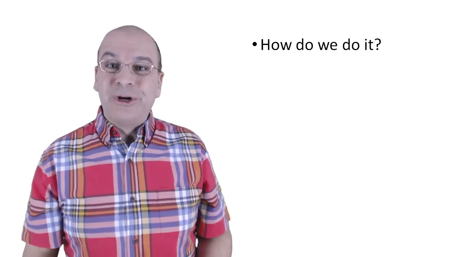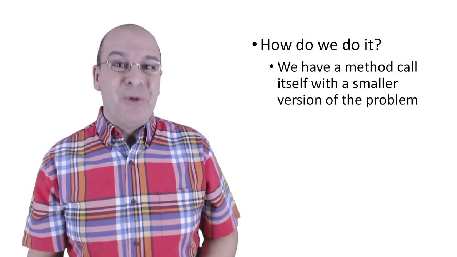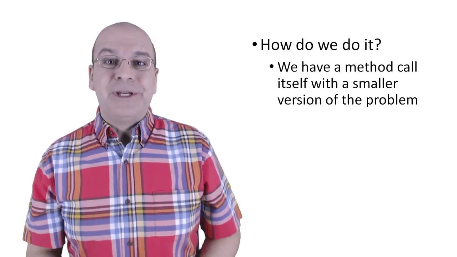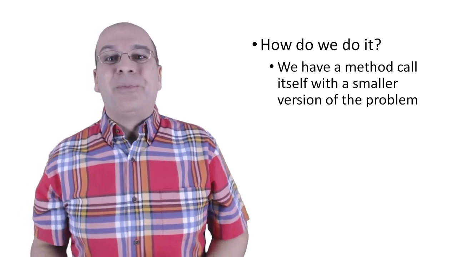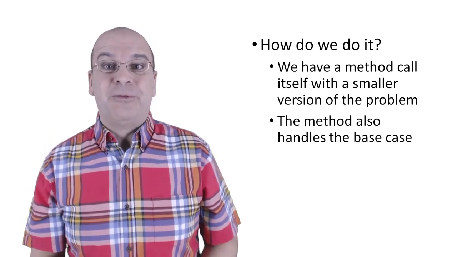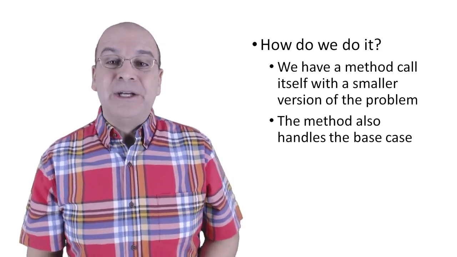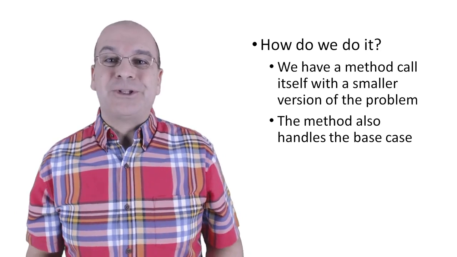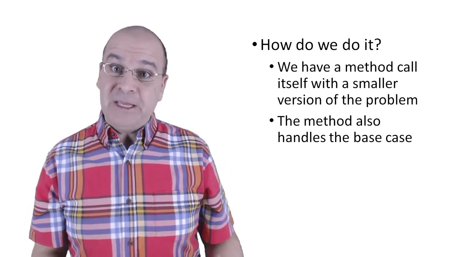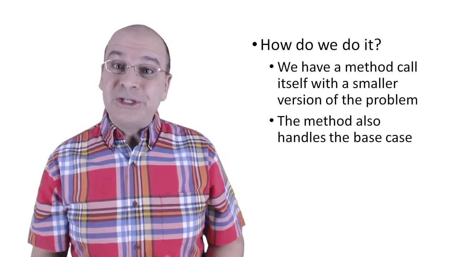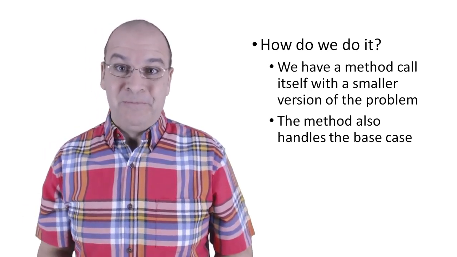How do we do recursion in C#? Well, we have a method call itself with a smaller version of the problem that we're trying to solve. And we also have the method recognize the base case so it can stop recursing and return the answer back up, so we can finally build the final solution out of the solutions to these smaller versions of the problem.